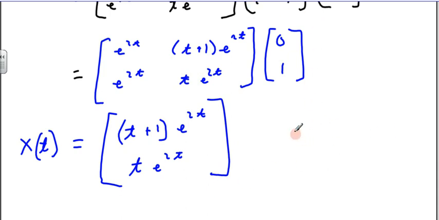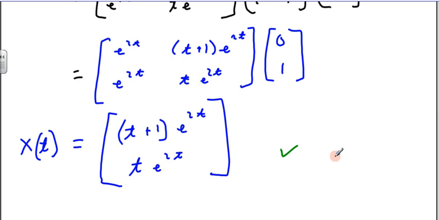So x1 of t is t plus 1 e to the 2t. And I'm not going to rewrite it over again. It's perfectly okay, and keep the answer that way. And it checks with the back of the book. And it checks with the initial conditions. x at 0 is supposed to be 1 up there and 0 down there, and it is. So that's good.